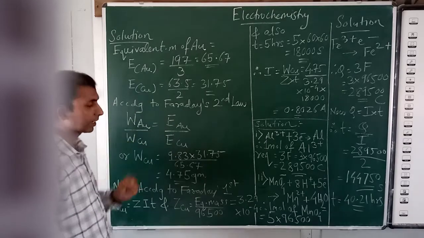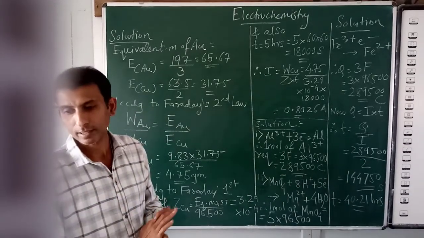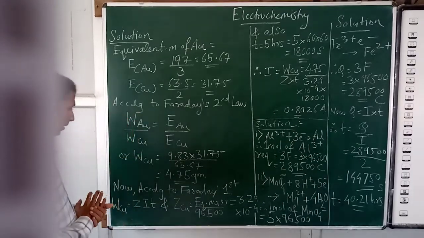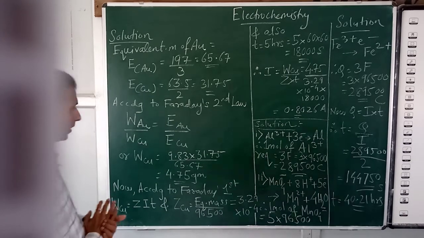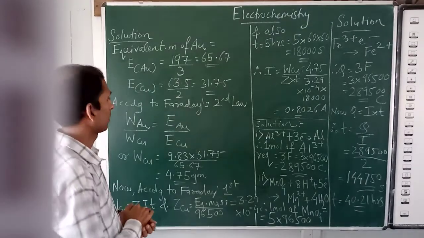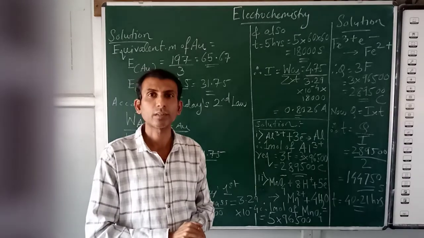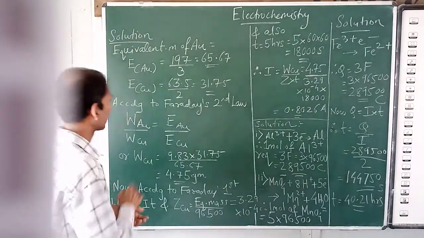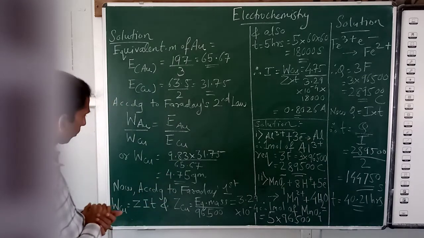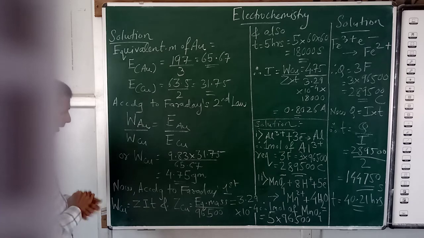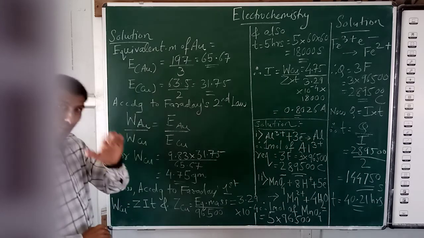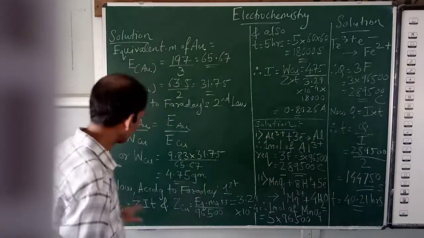Now the second half they are asking you to calculate the current in amperes in this particular process. So when current is asked, it's very clear that again we are coming back to Faraday's first law of electrolysis. Why? Because in the second law equation we don't have the current parameter. So we have this particular Faraday's first law, where we have already calculated the mass of copper, and the equation for Faraday's first law is W is equal to ZIT.